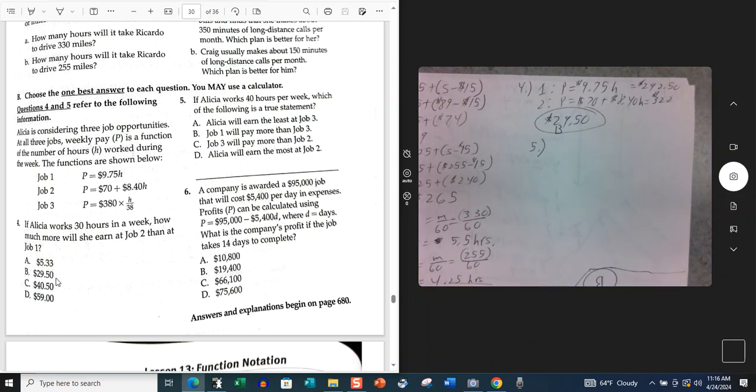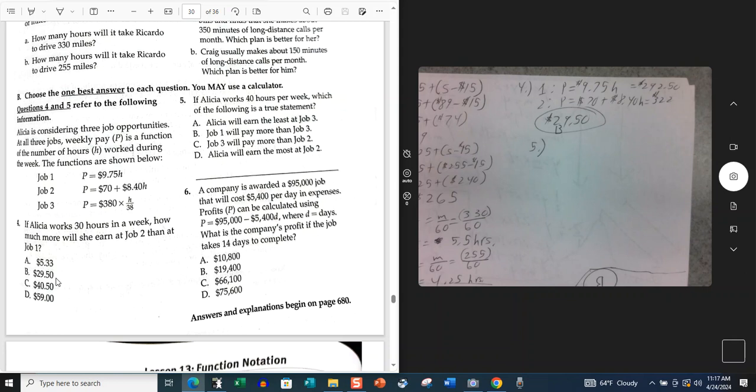Okay, number 5. If Alicia works 40 hours per week, which of the following is a true statement? Alicia will earn the least at job 3. Okay, so we will have to test that. Job 1 will pay more than job 3. Job 3 will pay more than job 2. And Alicia will earn the most at job 2.